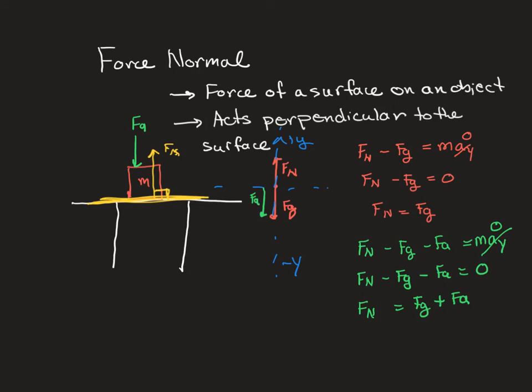So the more you push down on the box, the more the table has to push up on the box to keep it from going through the table. So the force normal is not a constant value. It depends upon what is pushing down. Now there is a limit to this. There is a point where you can put so much force downward that you actually break the table, but we're going to avoid those situations in this particular course.